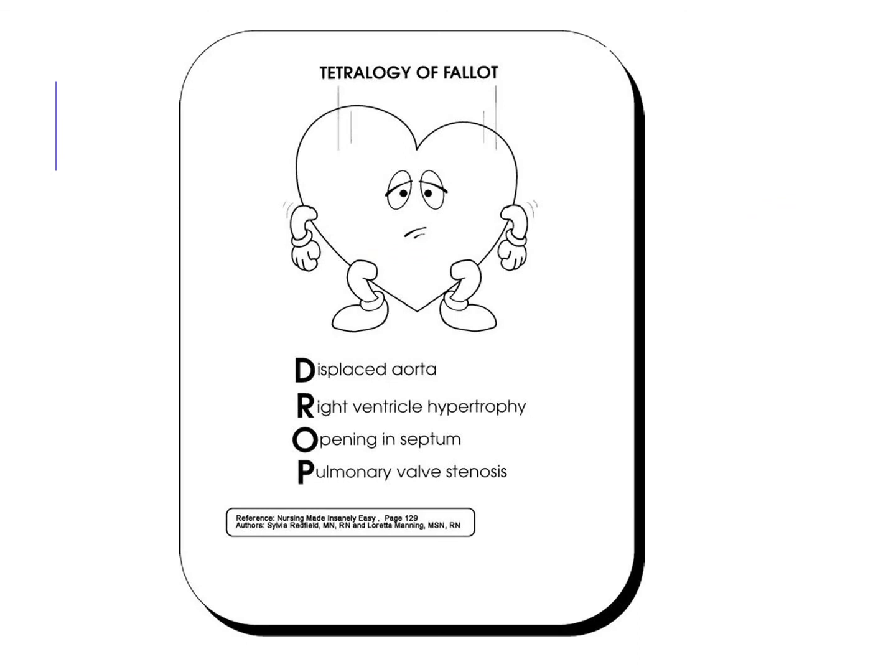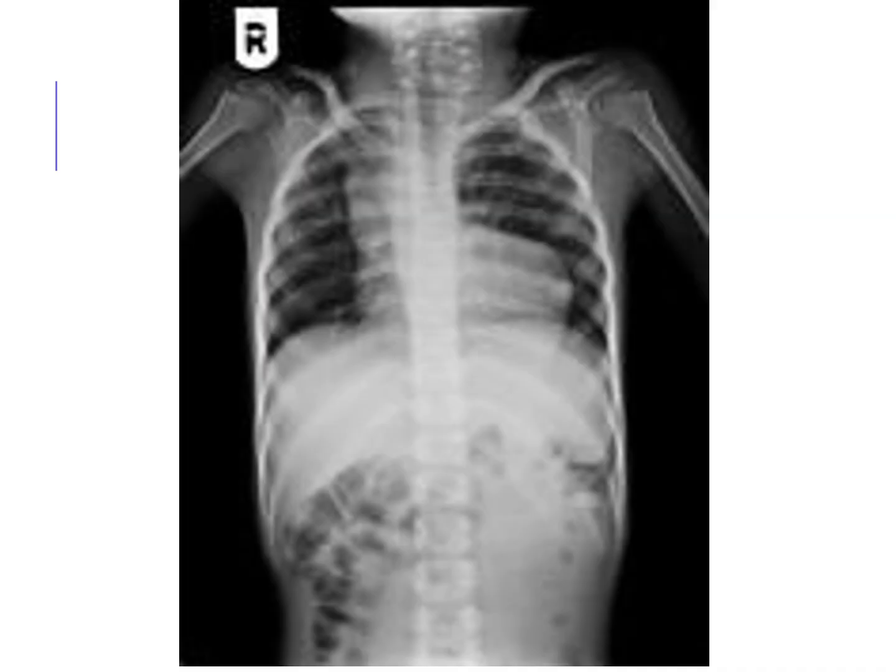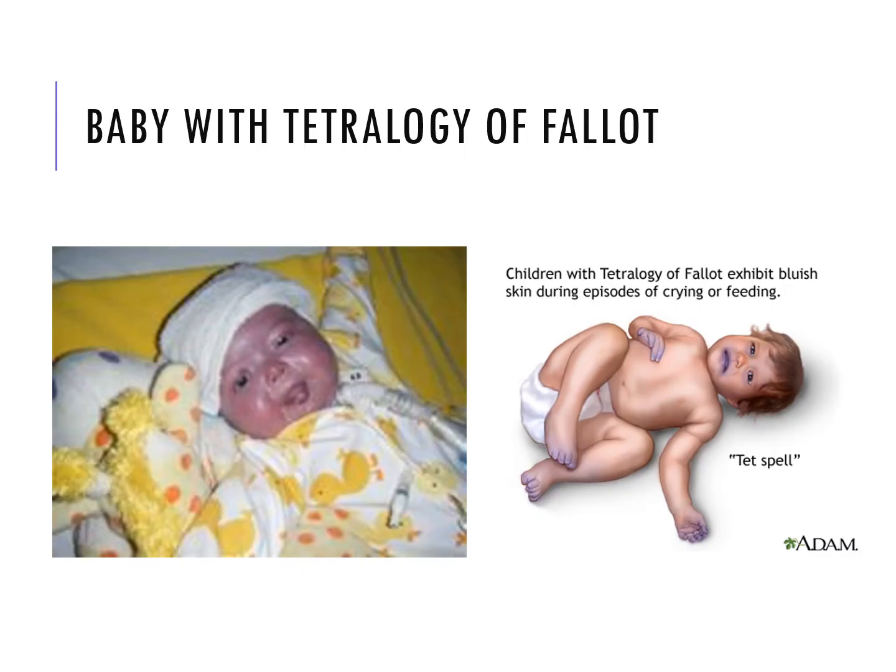Here is an image to help you remember the acronym DROP, D-R-O-P, which talks about each of the 4 conditions. Here is another image that you can utilize to help remember the 4 defects. Here is what a baby could possibly look like. You can see that they're cyanotic. You can see right here it's the TET spells that we were talking about.